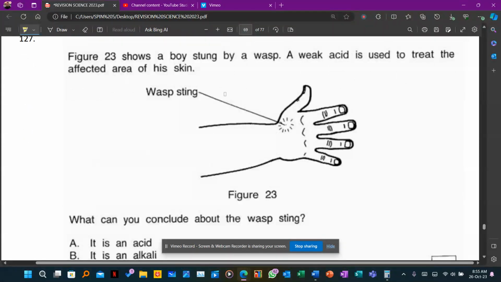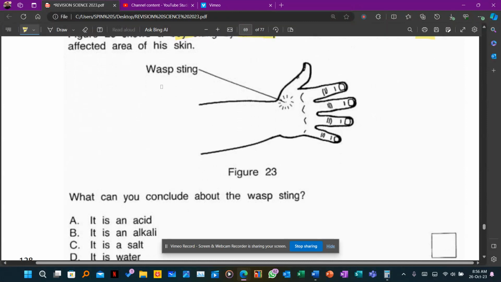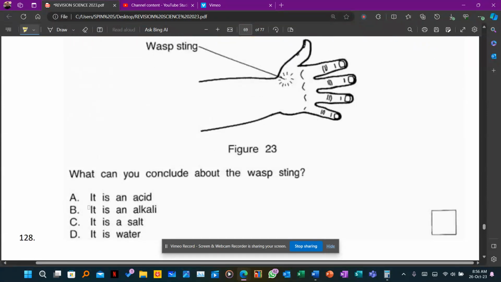Next one, uric acid. A boy is stung by a wasp. Uric acid is used to treat the affected area, which means that if you want to treat it with acid, it must mean that the wasp sting is alkali. Why? Because when you neutralize it, you remove the pain.